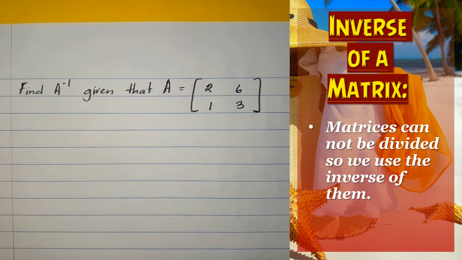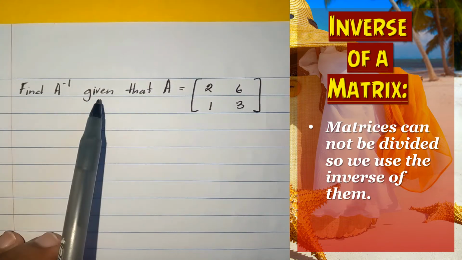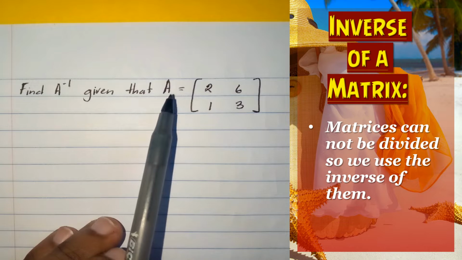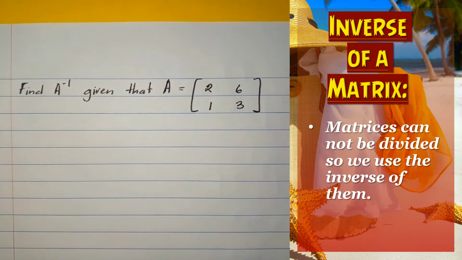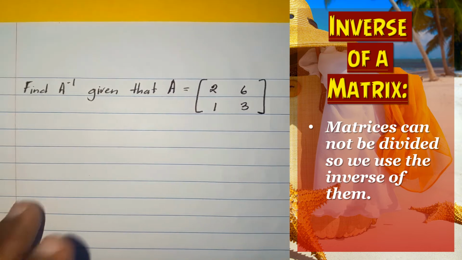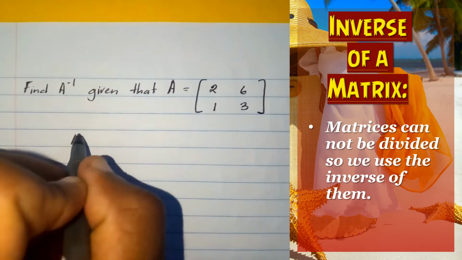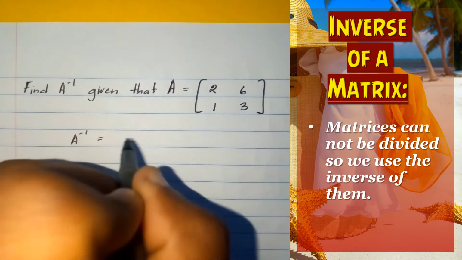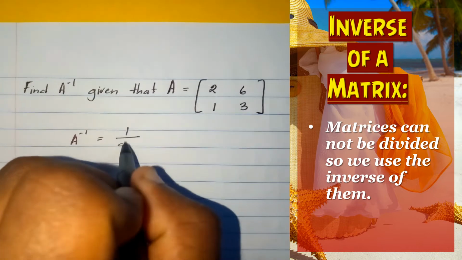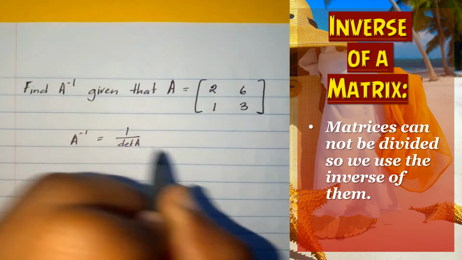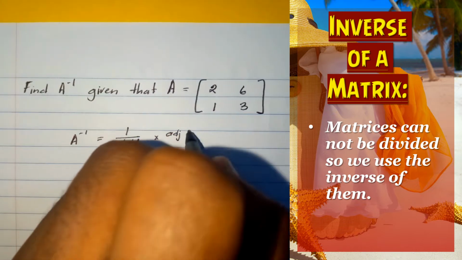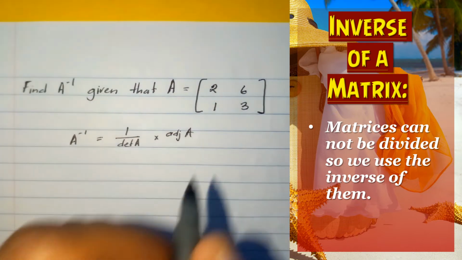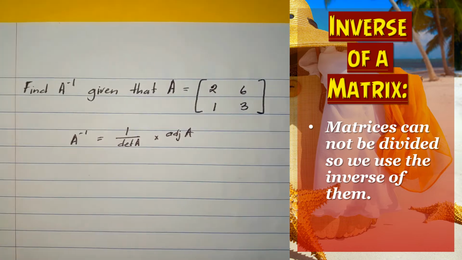So the instruction says find A inverse, given that the matrix A is [2, 6; 1, 3]. So remember, we need to use the formula: A inverse is equal to 1 over the determinant of A multiplied by the adjoint of A. So that means we need to find the determinant, and we need to find the adjoint.